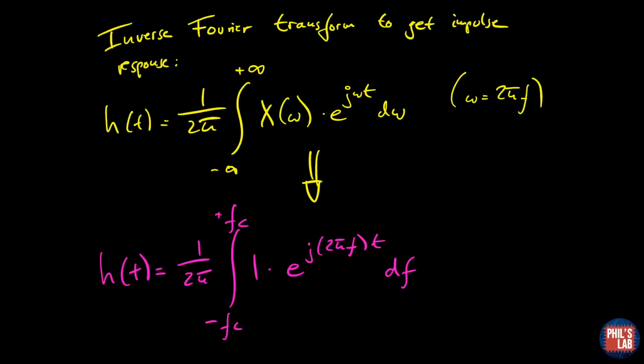Now, as I said before, we need to take the inverse Fourier transform to get the impulse response. The integral in continuous time is this one here, and then we just plug in all the values. Remember, we're only integrating from minus FC to plus FC because all the other values outside that range are 0, and then we just do the integral.